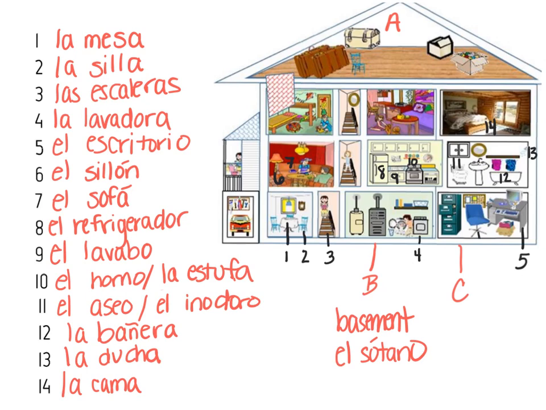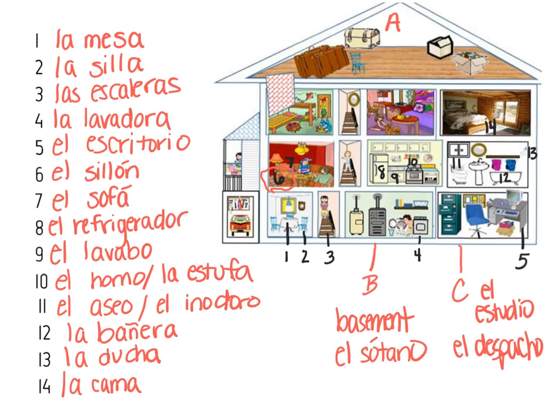So number 4 is the washing machine, la lavadora. Número 5, this room here can be called el estudio, or el despacho is another popular word for an office. En el estudio hay un escritorio. Número 6, in the living room here we have el sillón. El sillón is this chair. An armchair, a more comfortable chair, is called el sillón. We have number 7, el sofá.